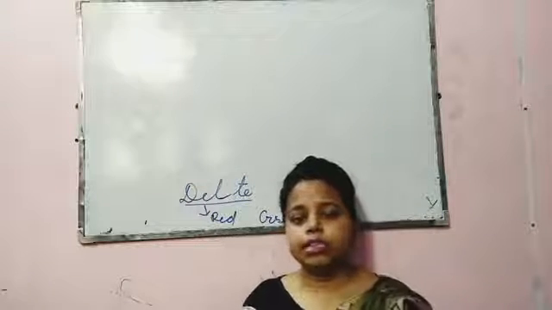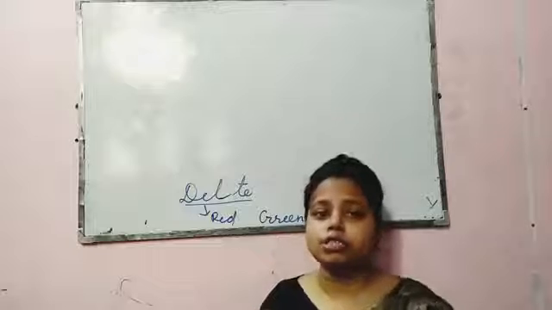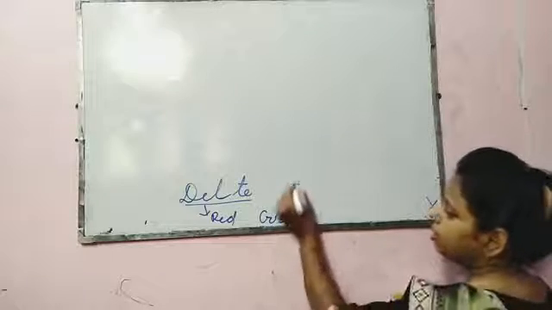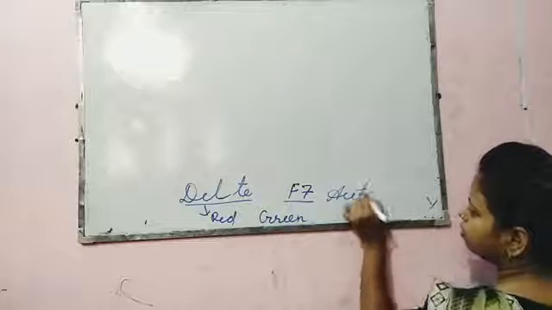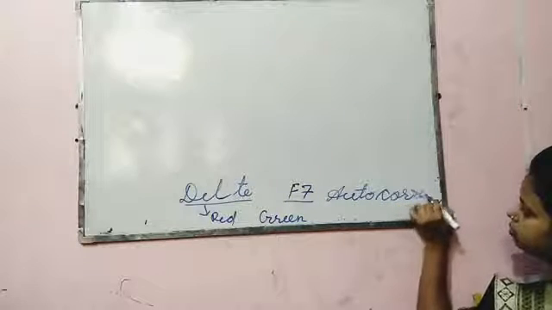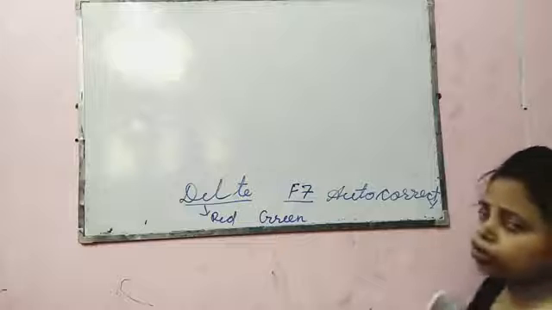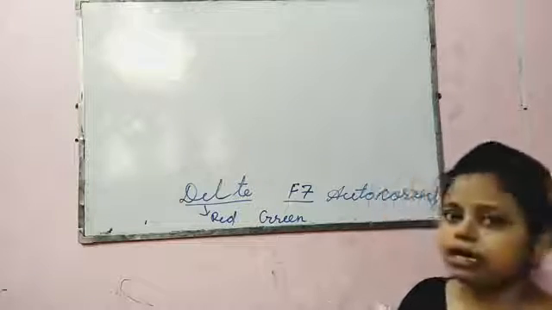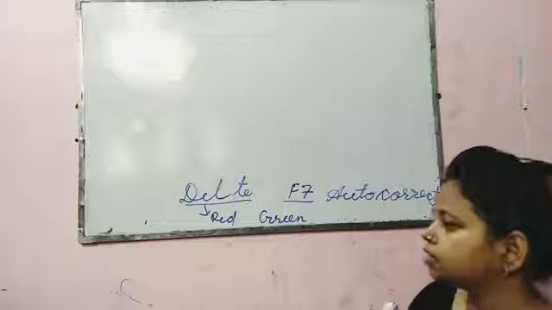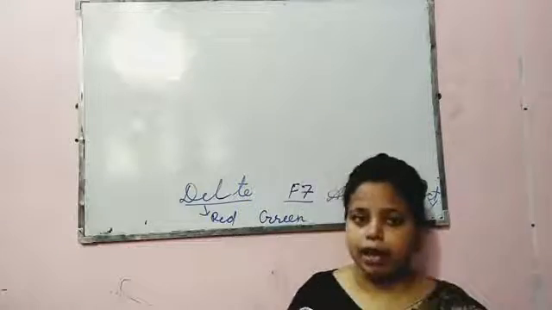And in spelling and grammar, you can also use F7. Otherwise you can also use the autocorrect option for your spelling and grammar. Okay students? So this is about completing chapter 3.